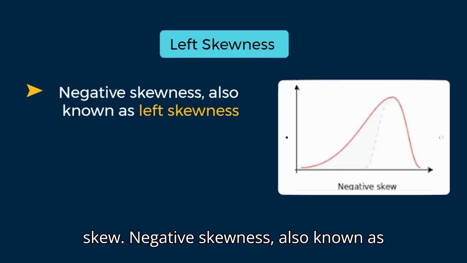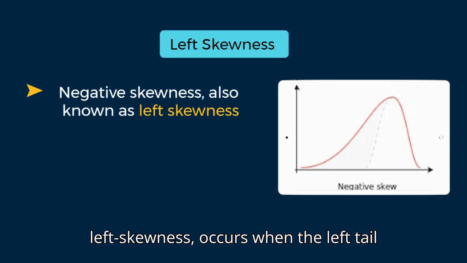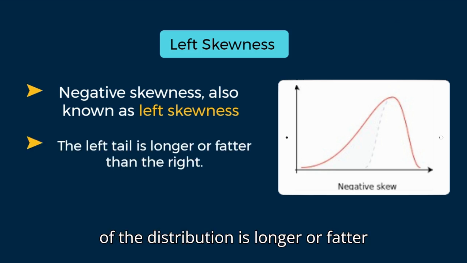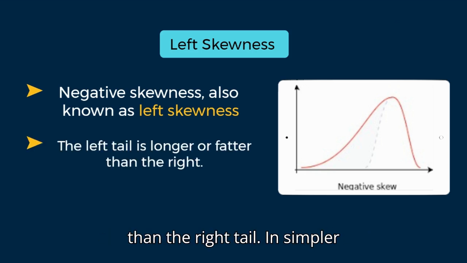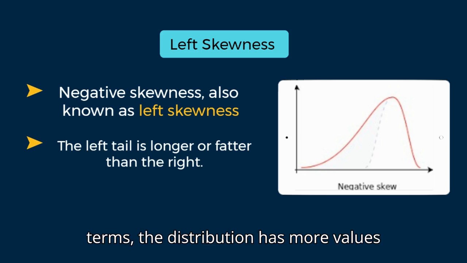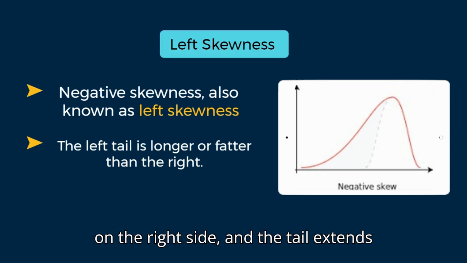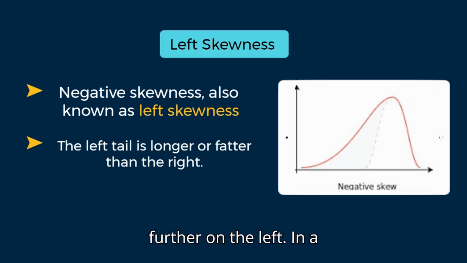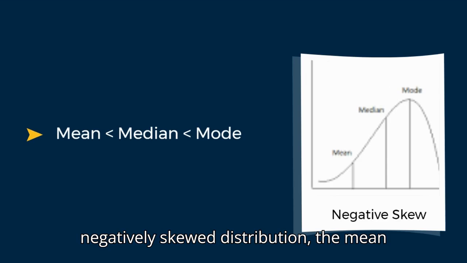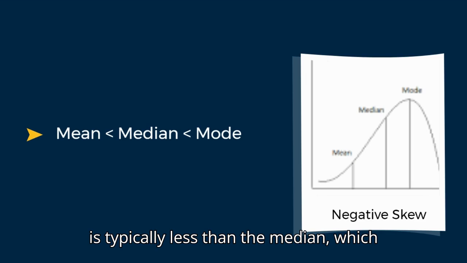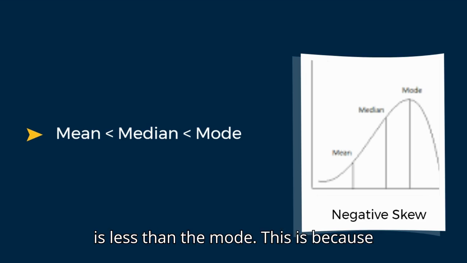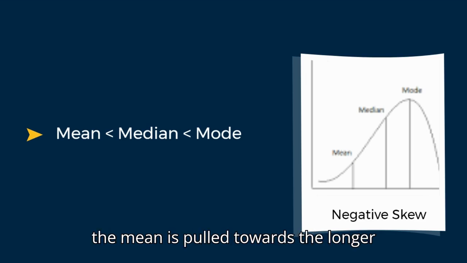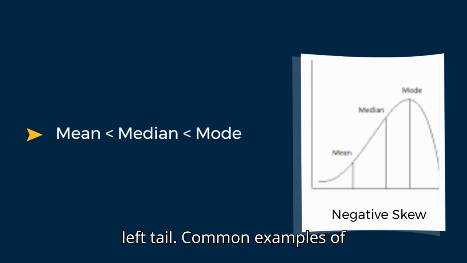Negative skewness, also known as left skewness, occurs when the left tail of the distribution is longer or fatter than the right tail. In simpler terms, the distribution has more values on the right side, and the tail extends further on the left. In a negatively skewed distribution, the mean is typically less than the median, which is less than the mode. This is because the mean is pulled towards the longer left tail.